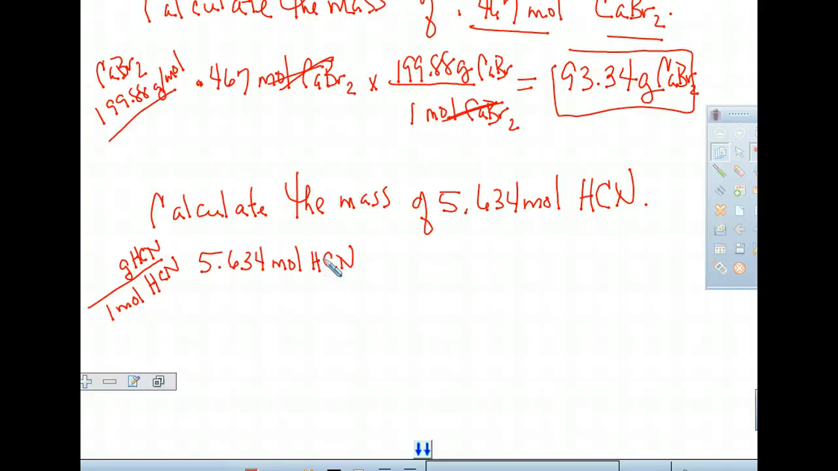Okay, let's go ahead and start working through this problem. As you notice, I went ahead and wrote down what they gave me. They gave me 5.634 moles of HCN. I need to figure out the molar mass of this compound.